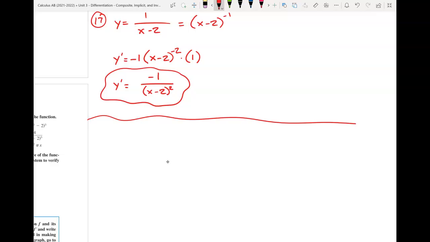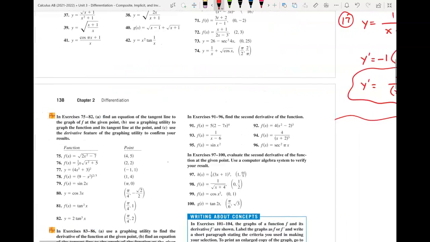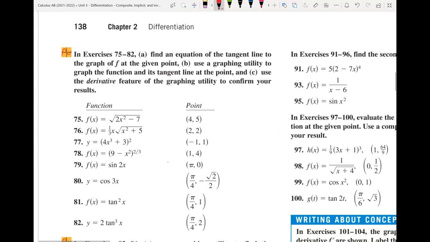Number 75. All right, so number 75, let's read our instructions. It says, find an equation of the tangent line to the graph of f at the given point. All right. We have our function, we have our point, looks good. Use a graphing utility to graph the function and its tangent line at the point. Okay, we can plug that into our calculators or Desmos. And then it says use the derivative feature of the graphing utility to confirm your result.